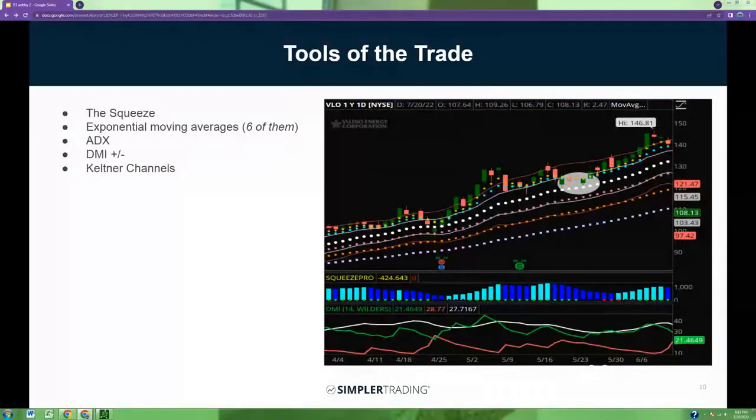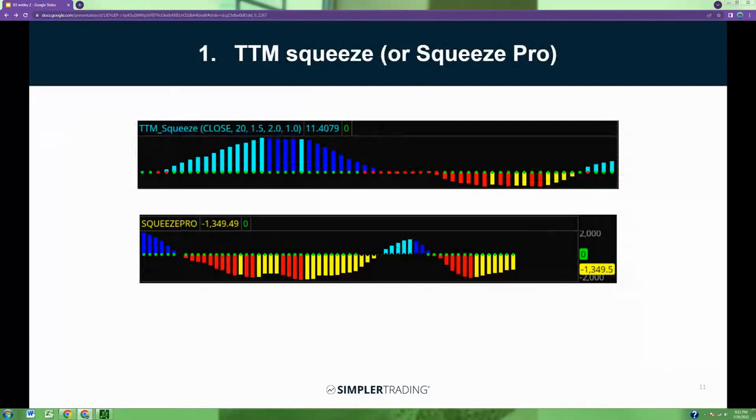So for some of the indicators that play a role in my checklists, we have the squeeze. We have 6 different moving averages. We have the ADX and DMI for trend and structure. And then we got the Keltner channels, which help us determine our profit targets. So we'll dive in here.